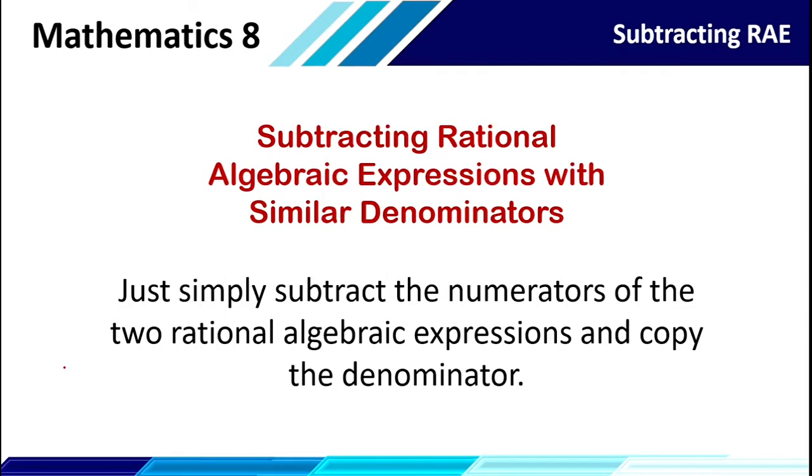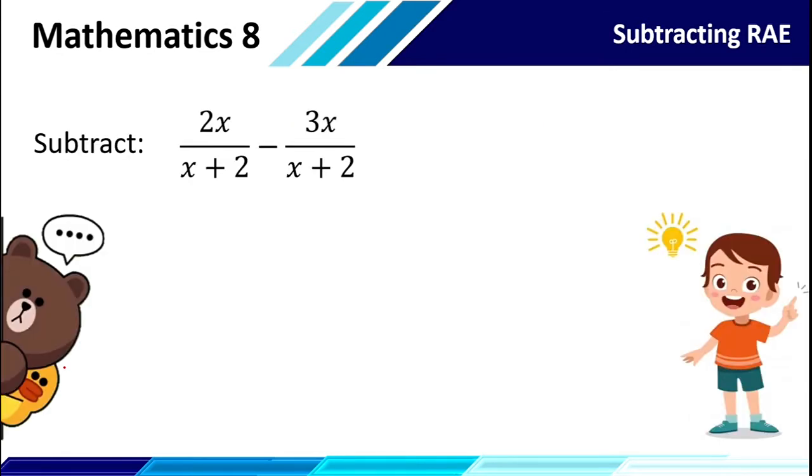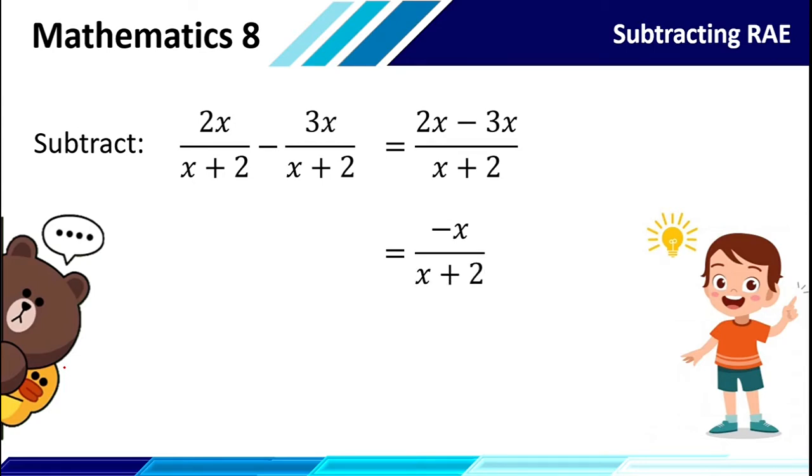In subtracting rational algebraic expressions with similar denominators, just simply subtract the numerators of the two rational algebraic expressions and then copy the denominator. For example, if we have 2x over x plus 2 minus 3x over x plus 2, because we have the same denominator, we will just copy it. And then we will just simply subtract our numerators: 2x minus 3x. And we know that when we subtract 3x from 2x, that would be negative x over x plus 2. Therefore, this is our final answer.